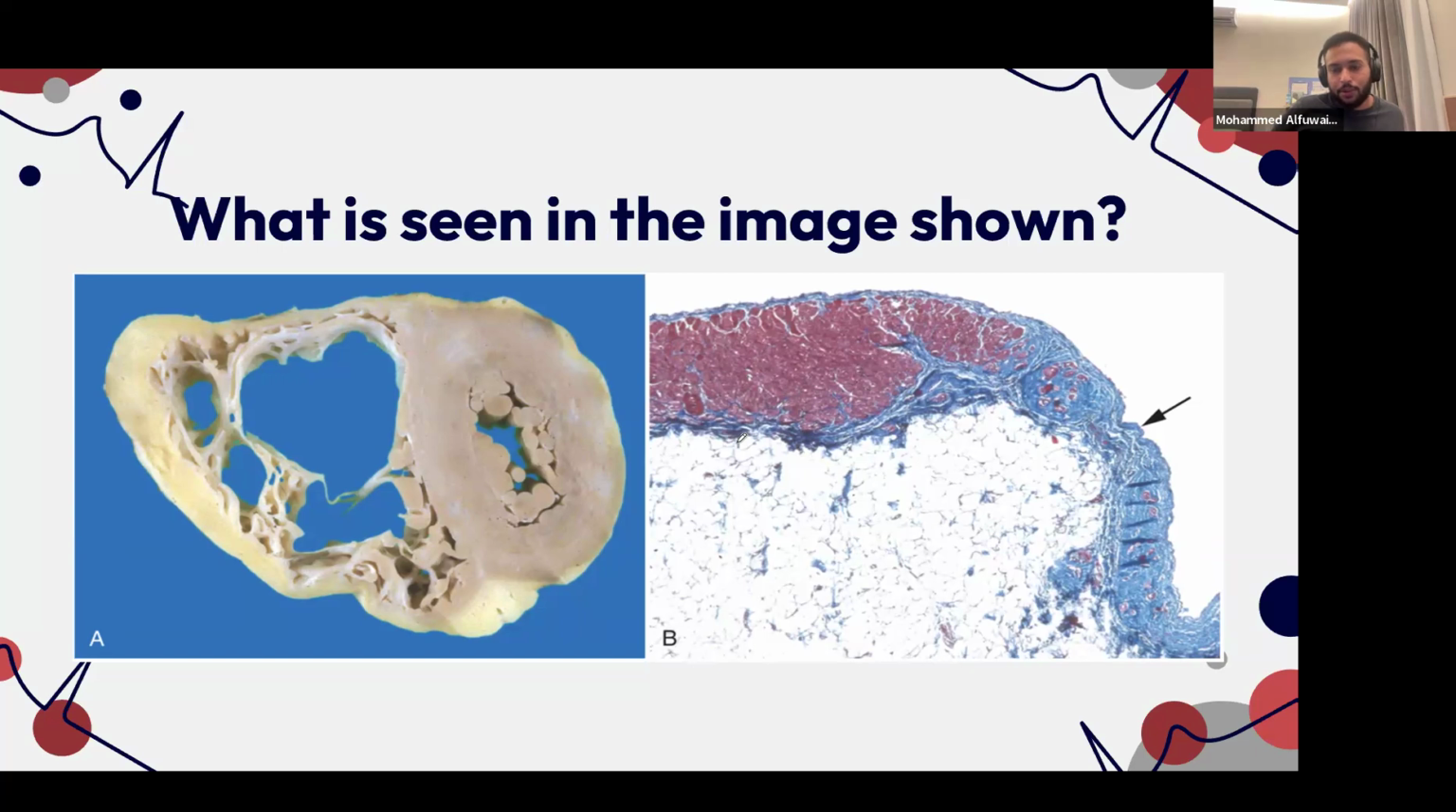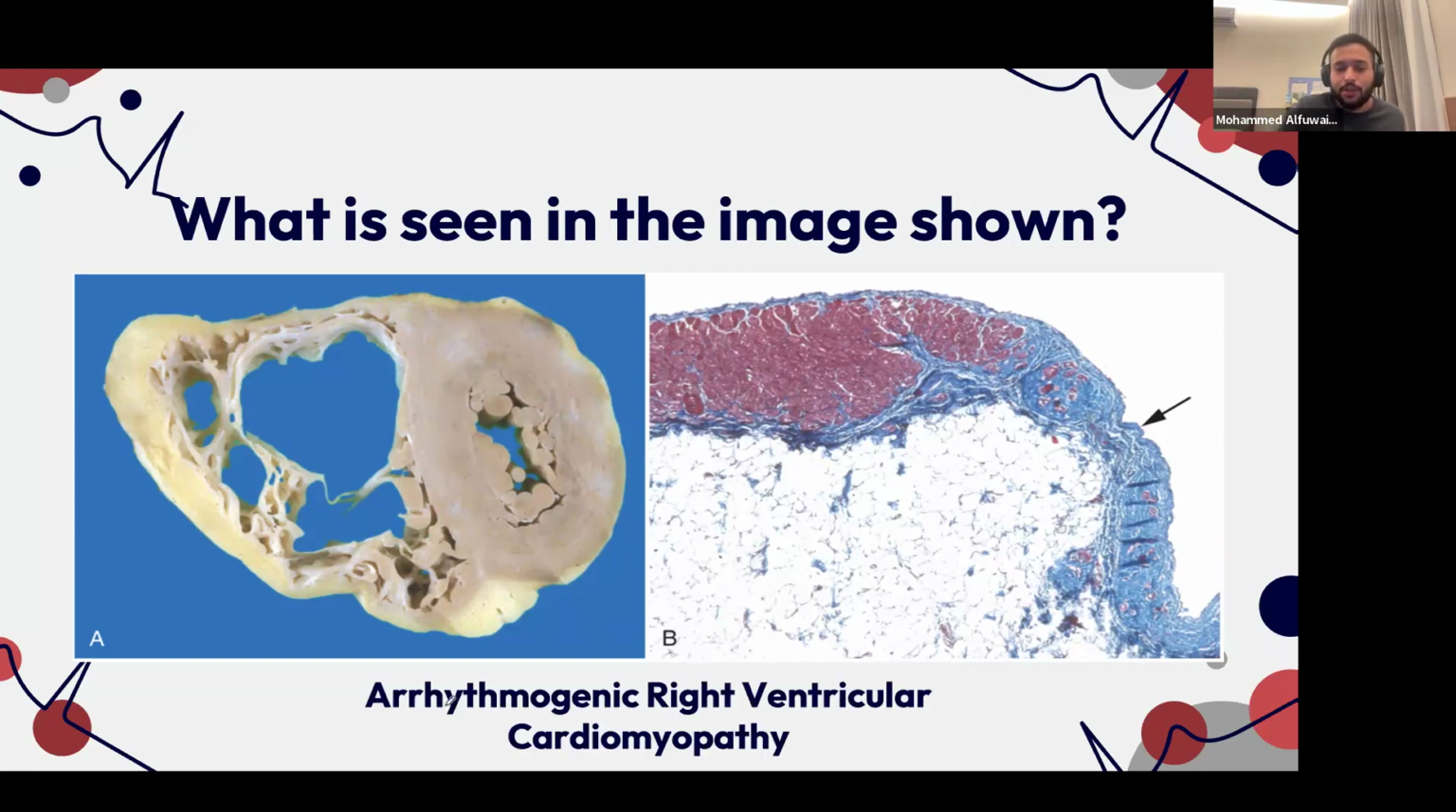Okay, right ventricle. What about it? Arrhythmogenic right ventricular cardiomyopathy. Now, what happens here is you have replacement of the myocytes with fat and fibrous tissue.